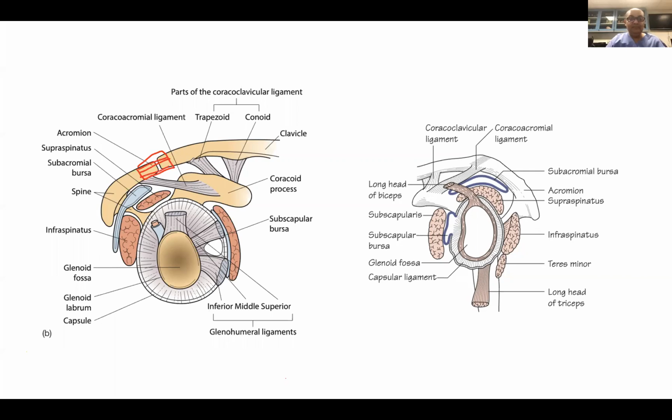Now can you see these ligaments? This one is trapezoid, and this one, conical, is called conoid. And they are the coracoclavicular ligament. Why are they called coracoclavicular ligament? Because they are connecting the coracoid process and the clavicle. So they are in between these two structures. One part which is flat, quadrangular, we call it trapezoid. The other, conical, we call it conoid.